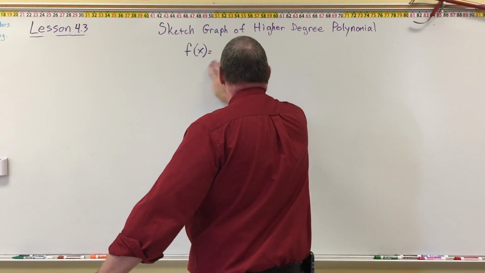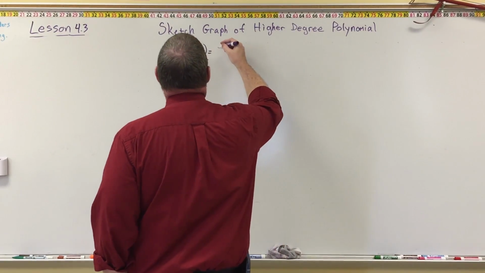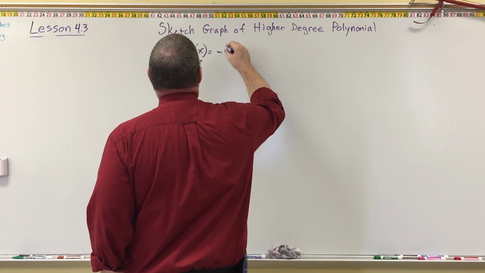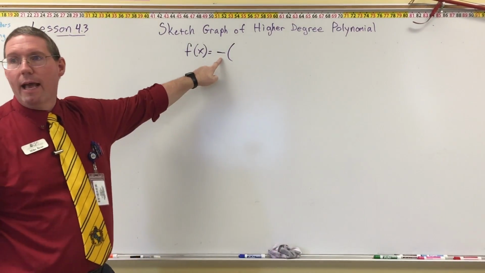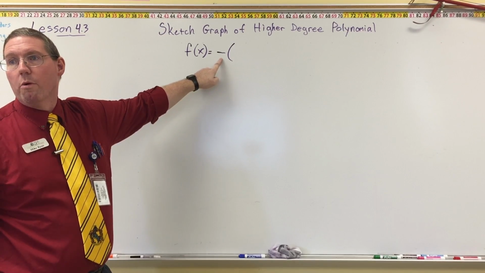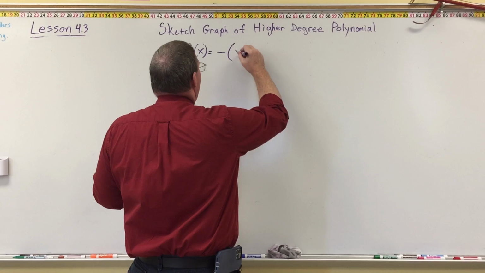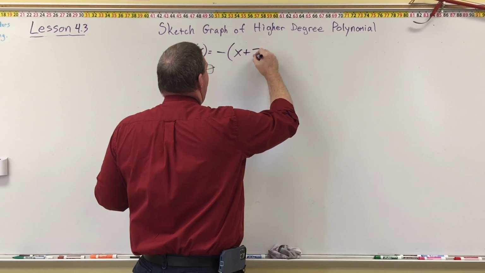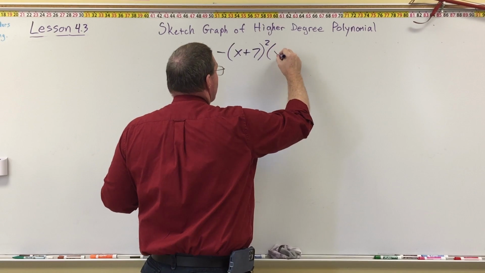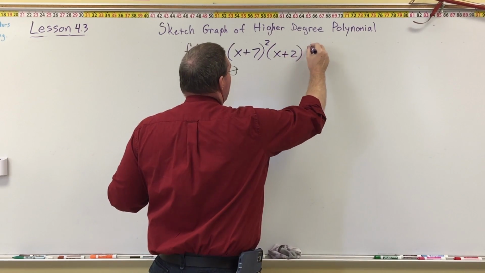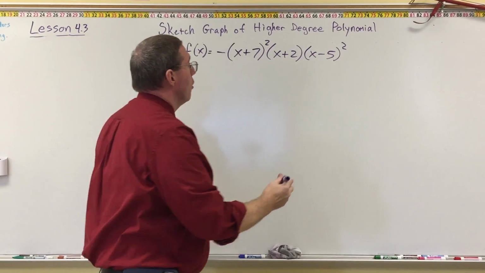All right. Let's do, how about this one? Let's do negative parenthesis. Do you guys know what's happening here when I put a negative and then open the parenthesis? What's the lead coefficient? It's -1. That's right. So then we're going to do x plus 7 squared times x plus 2 times x minus 5 squared. All right, go for it.